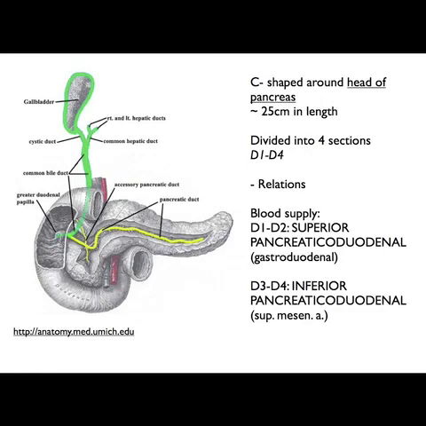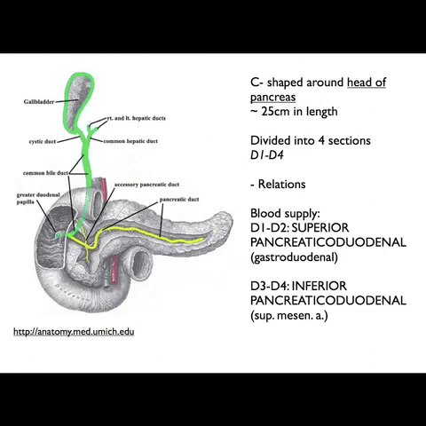So we're going to talk about the duodenum, which is C-shaped and about 25 centimetres. It's divided into 4 sections, D1 to D4. D1 is the transverse part, the outflow from the stomach. D2 is the curved section, which wraps around the head of the pancreas, where the pancreatic duct enters.